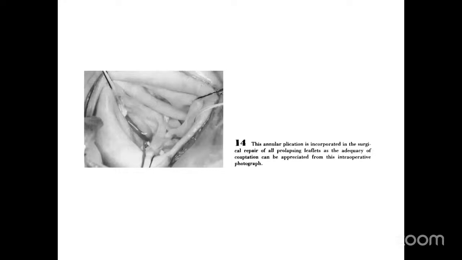This illustration of the annular plication is incorporated in the surgical repair of all prolapsing leaflets, as the adequacy of coaptation can be appreciated from the intraoperative photograph, as can be seen here.